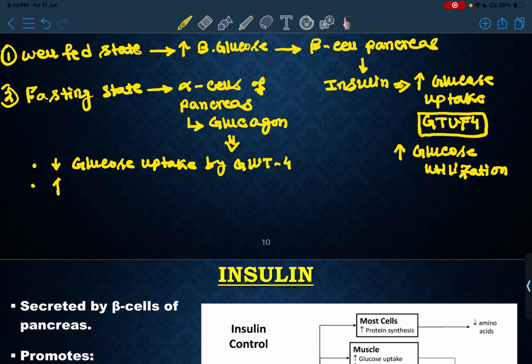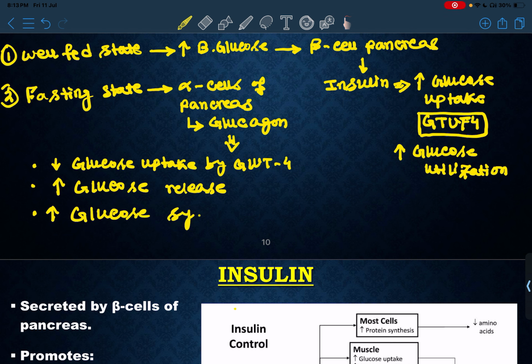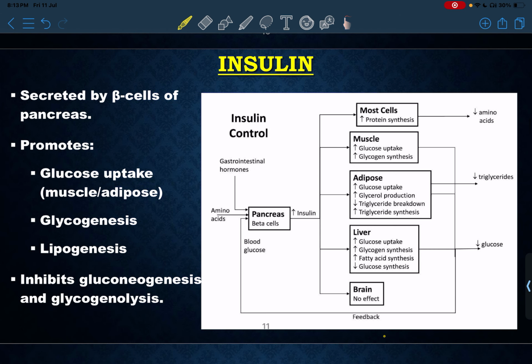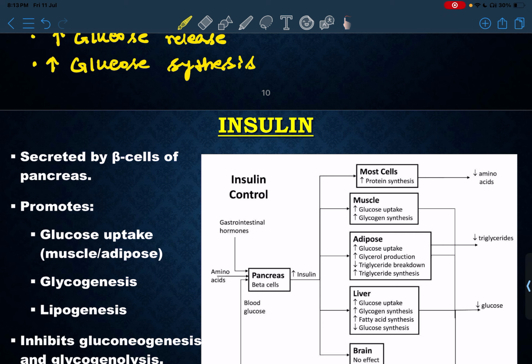Next, it increases the glucose release by glycogenolysis and gluconeogenesis. Next, it increases glucose synthesis from non-carbohydrate sources and from glycogen. That's how it increases the blood glucose and takes it to the normal level. So let's see how the insulin regulates the blood glucose.